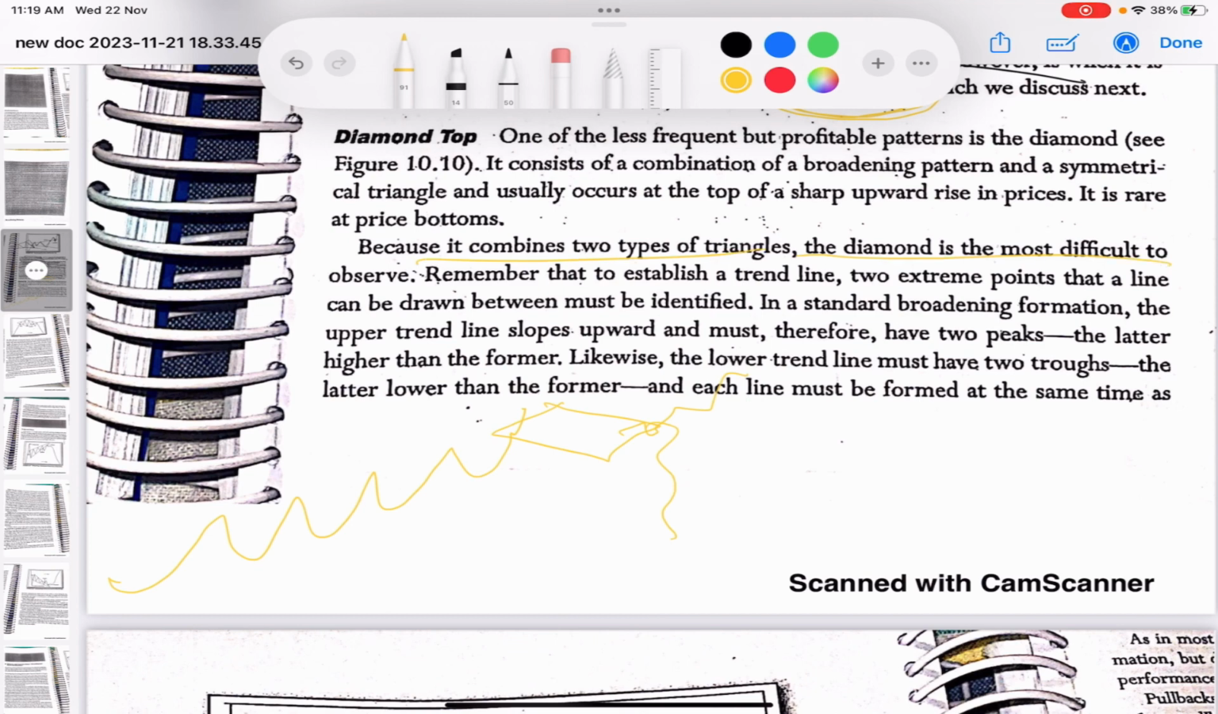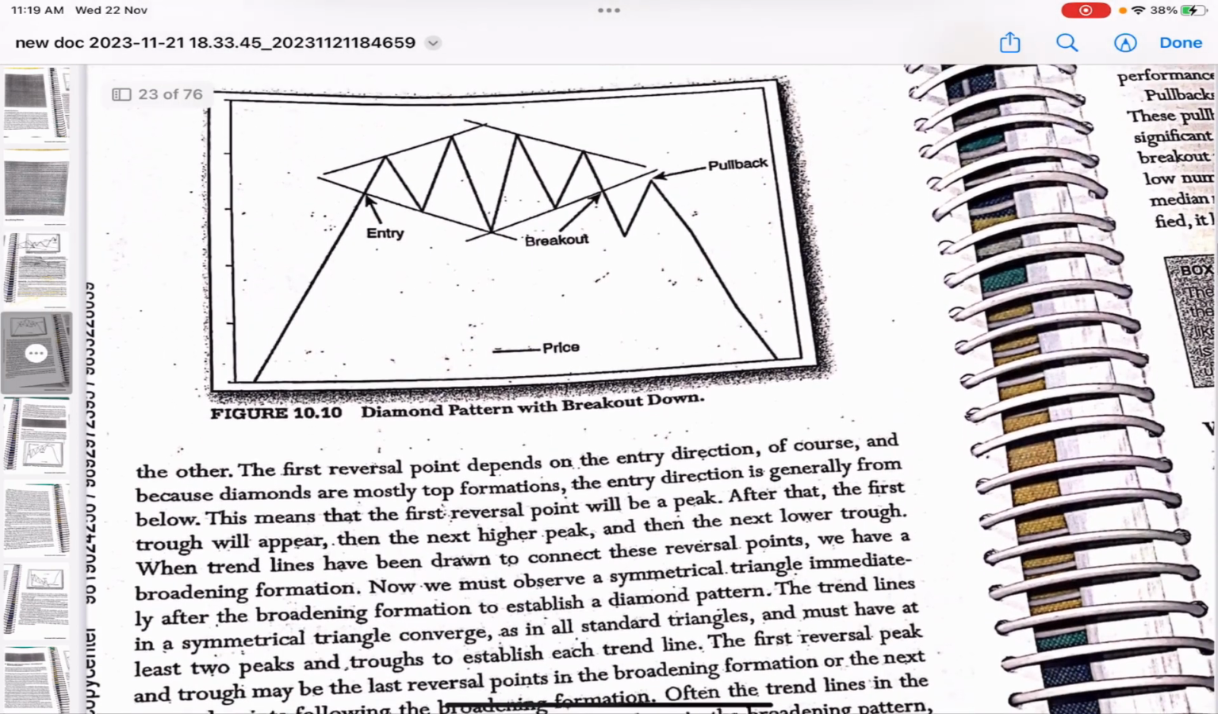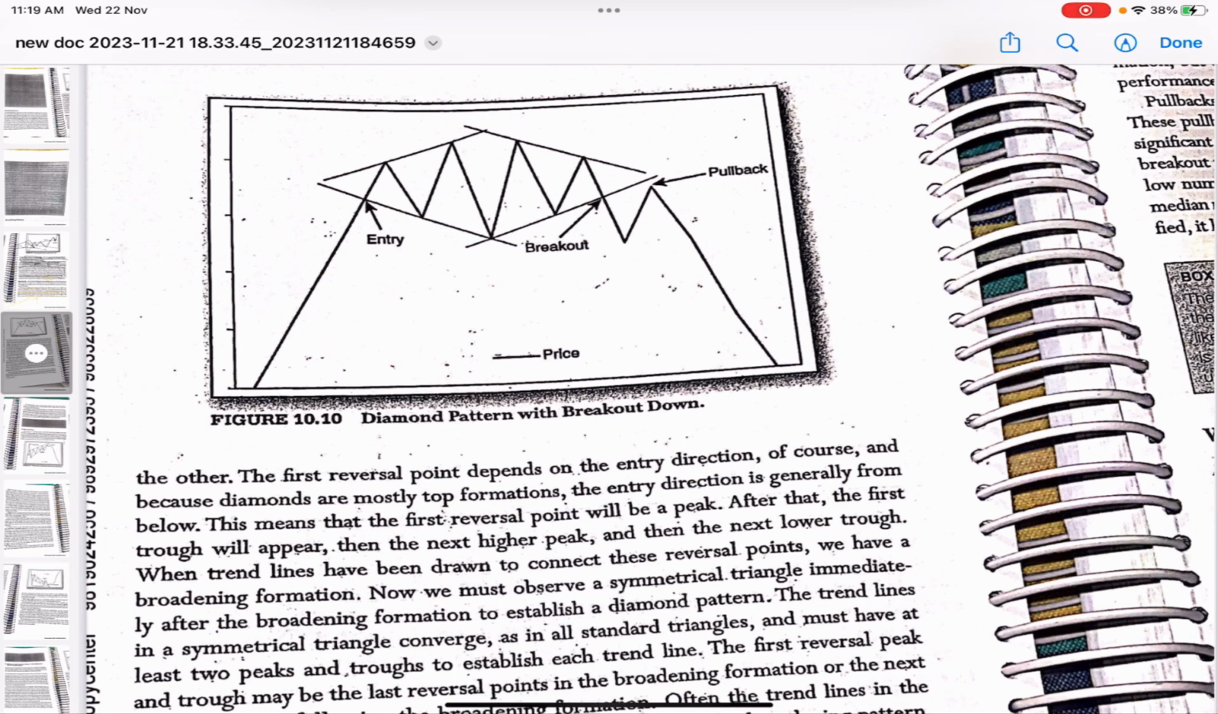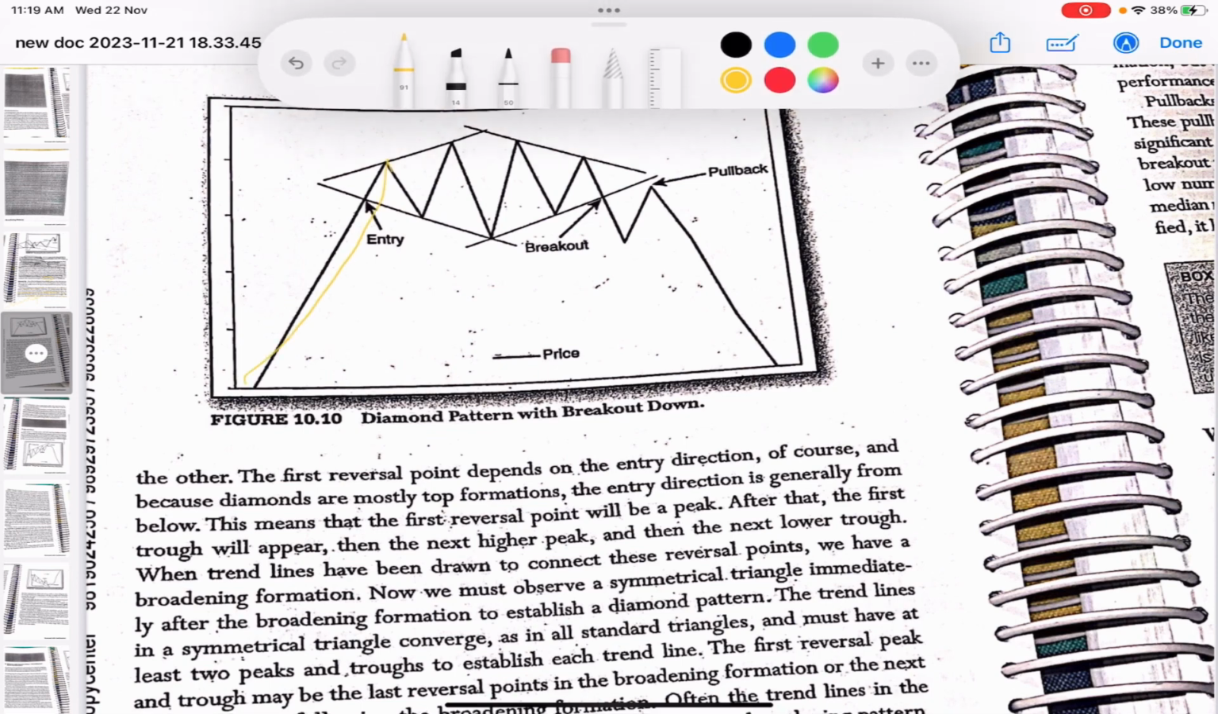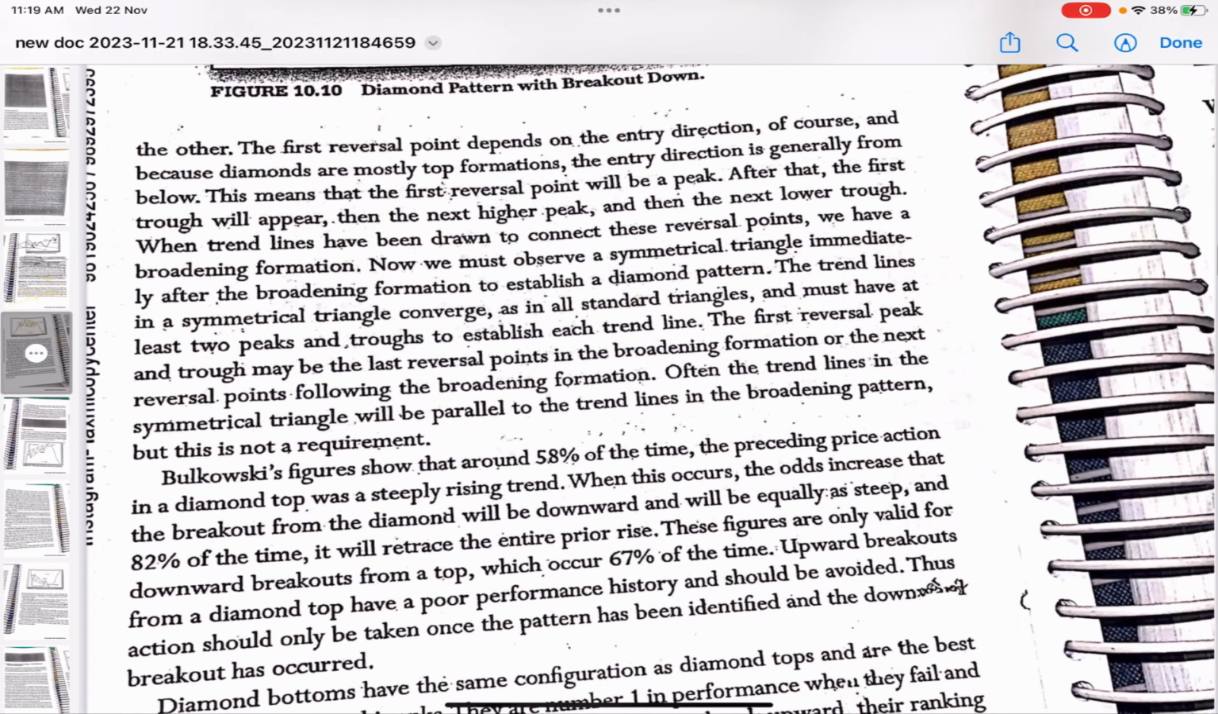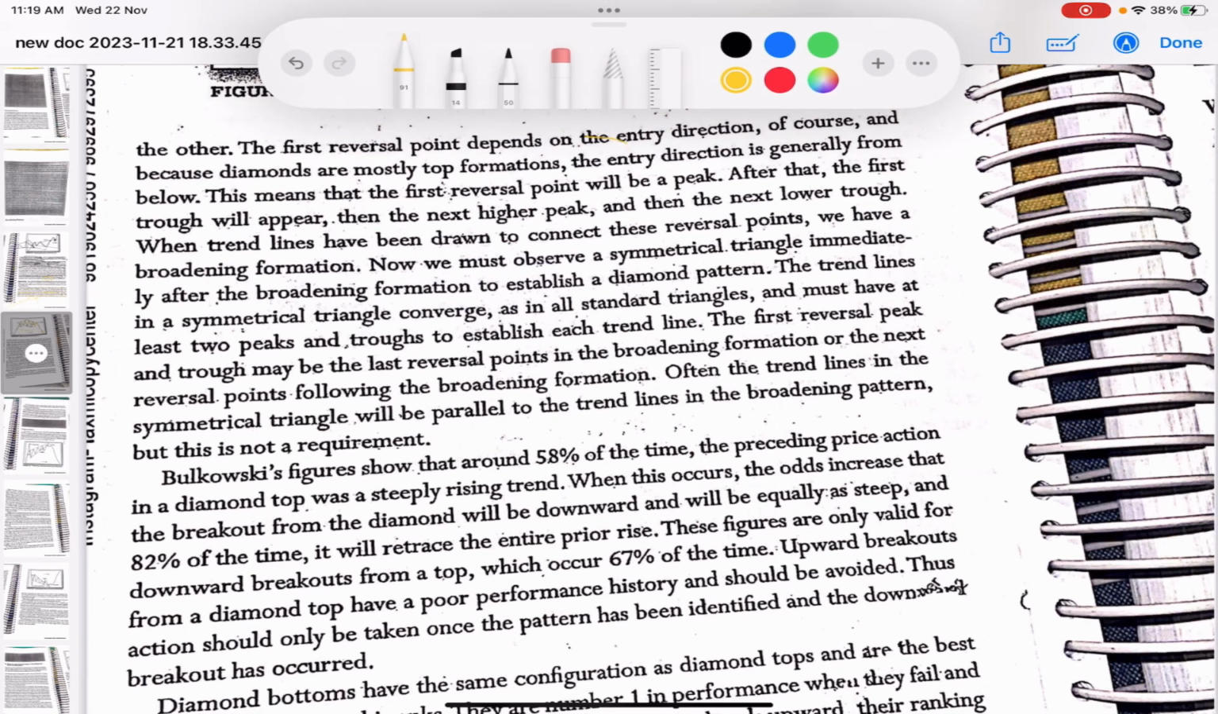It combines two triangles. In a standard broadening formation, the upper trend line is upward, therefore has two peaks. Okay, so they are basically explaining the difference. Now this is how my diamond pattern looks like. So they are saying that it is like this, and here you would exit, breakout, and then it will pull back and go further down. So in this case it would basically be a reversal pattern, so keep that in mind. The first reversal point is in the entry direction.